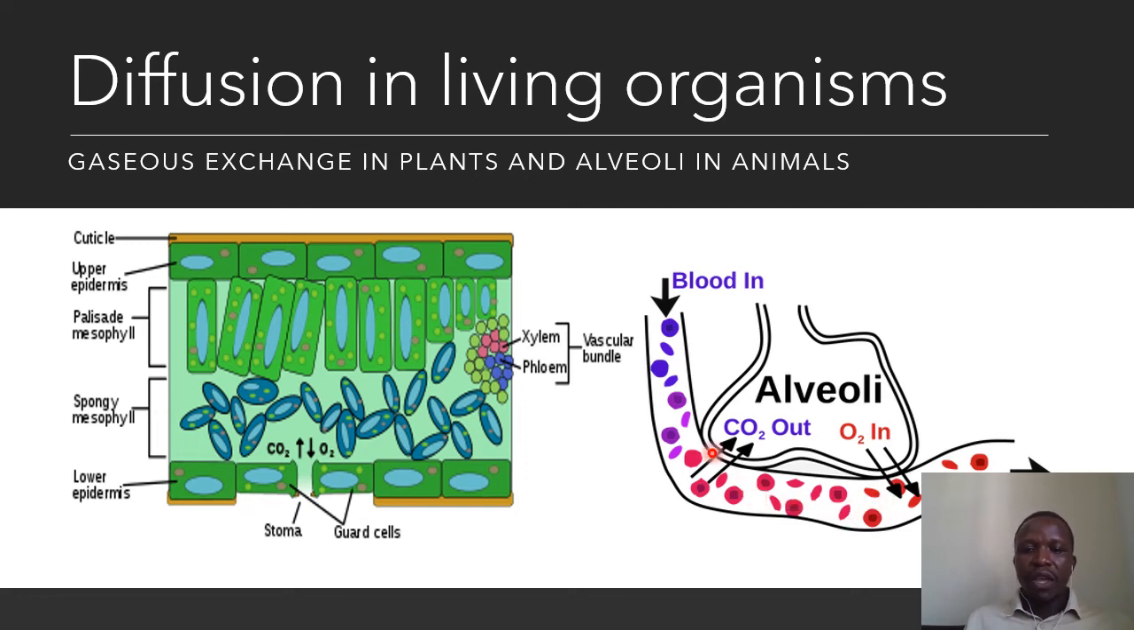Likewise, when the blood flows within the tissues, it carries with it carbon dioxide. So by the time the blood is within the lungs, it has high concentration of carbon dioxide compared to within the alveoli. Now, what happens? Carbon dioxide diffuses from the blood, from the bloodstream into the alveoli, and the process is completed when we breathe out carbon dioxide.